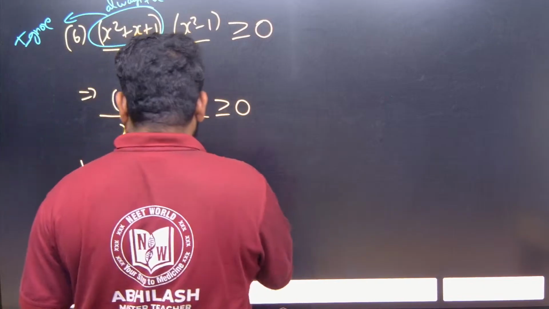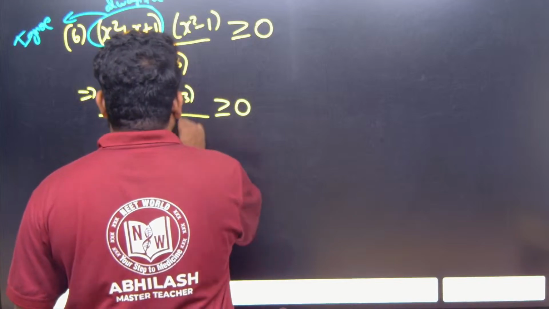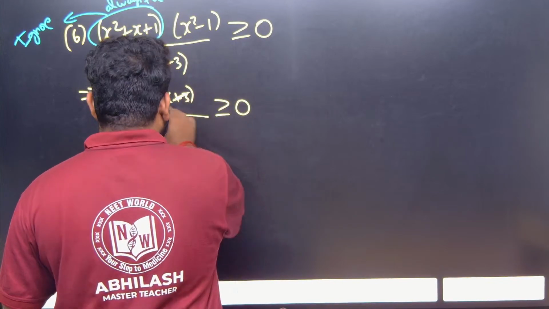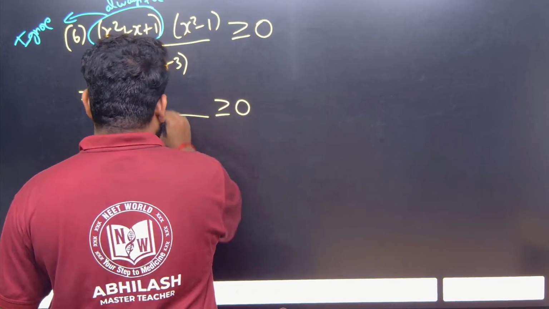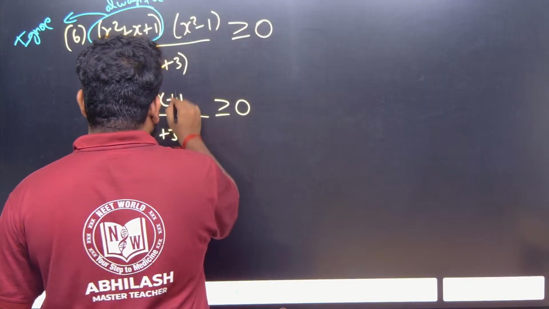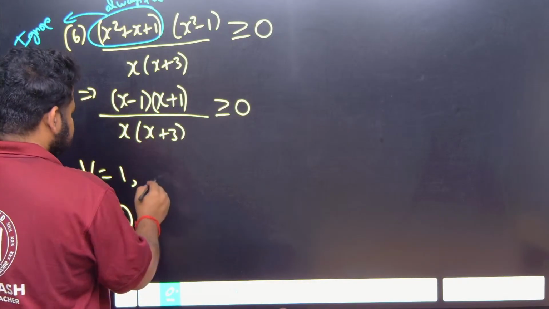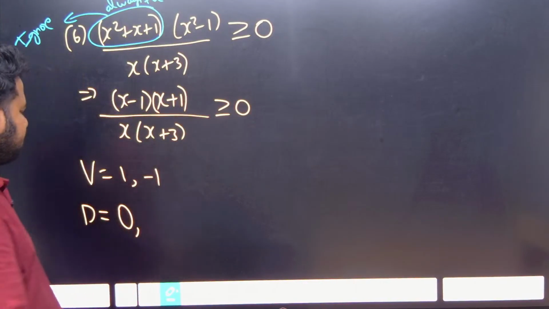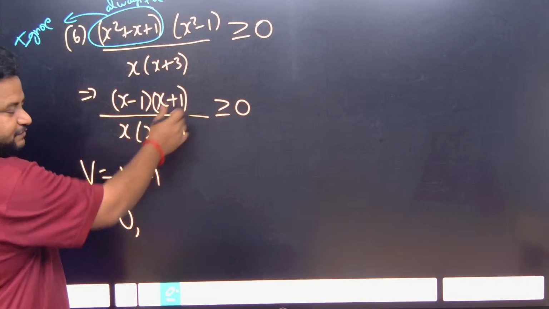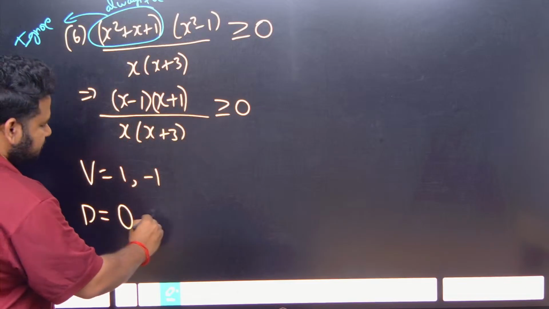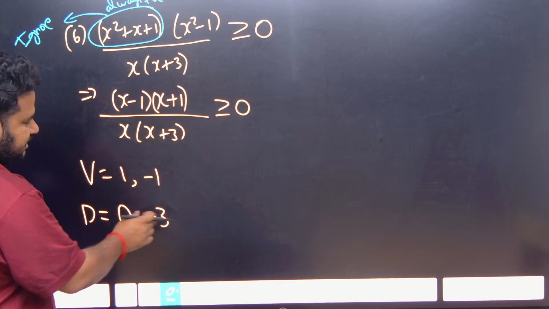This should be x minus 1. See, here I have made a mistake. X square minus 1, I can write it as x minus 1 into x plus 1. X plus 1, if I equate to 0, I will get minus 1. So this will become minus 1, then 0, then minus 3. X plus 3, if I equate to 0, I will get minus 3.